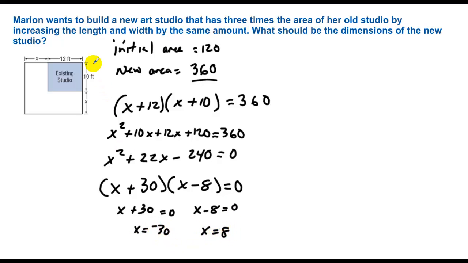We have two answers, but only one makes any sense. We can't have a negative length to add to, so we get rid of that, and we add 8 to both sides, and they want the dimensions of the new studio. Well, if I add 8 to both sides, I have a 20 by 18 studio.